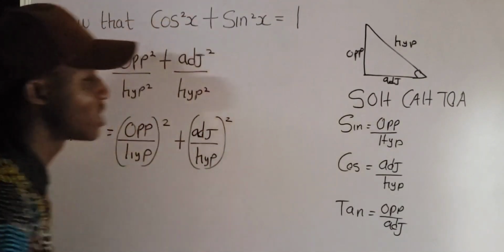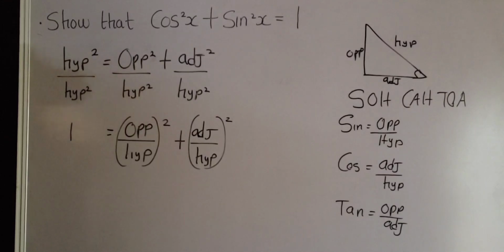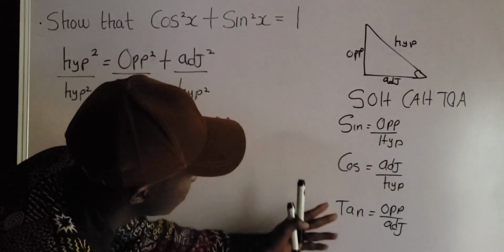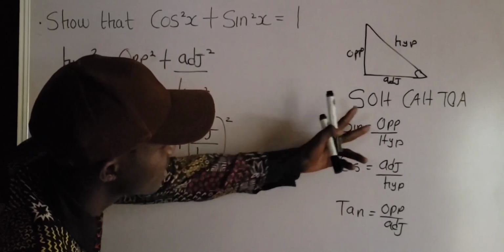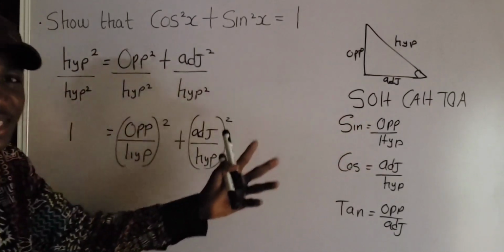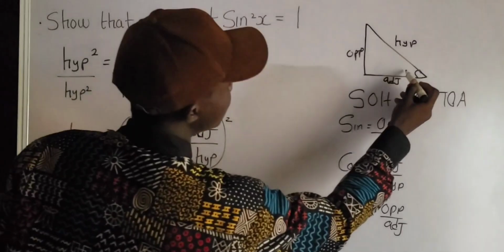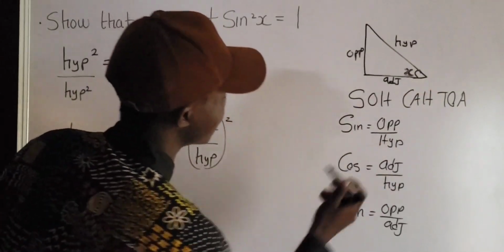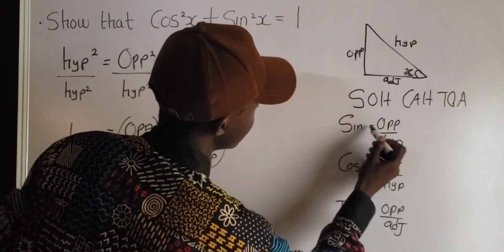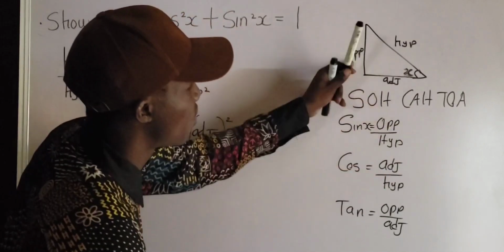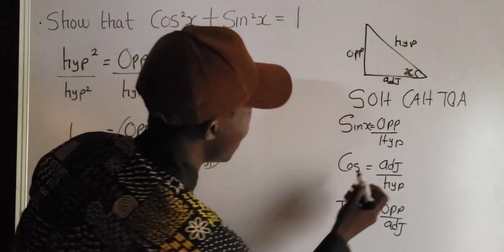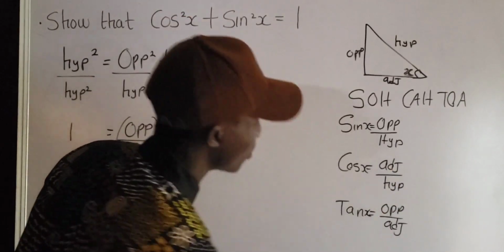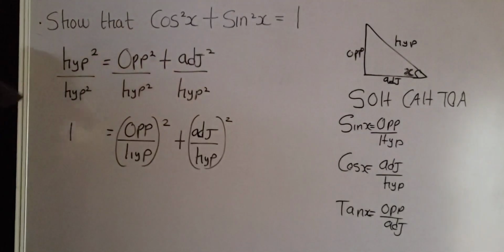Do you understand? So now, from this mnemonic device, look at this. We have opposite over hypotenuse, which is sine. Are you getting it? So if this angle is x, then sine x is equal to opposite over hypotenuse, and cos x is equal to adjacent over hypotenuse, and tan x is equal to opposite over adjacent. Now let us proceed.